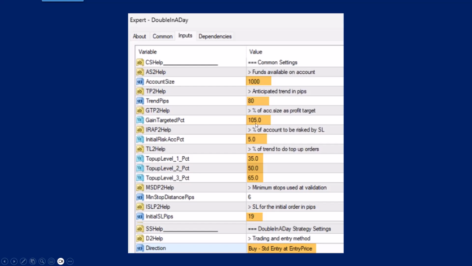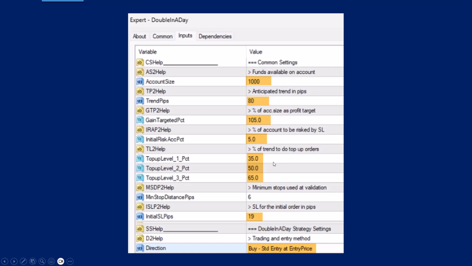And then you can tell the EA how much do you want to make out of this trade. And by putting in 105%, it means you want to make 105% of your account size. So if your account size is 1,000, you want to make $1,050. And then it says, okay, tell us, how much are you prepared to risk on your first trade? So the initial risk, you say, I'm only going to risk 5% to make 105% return.